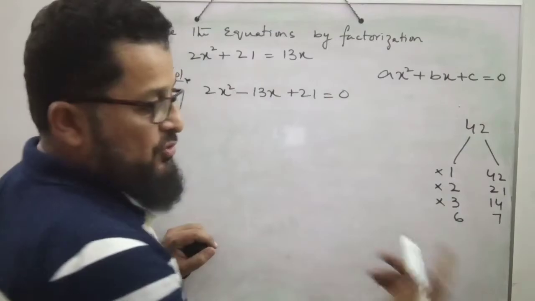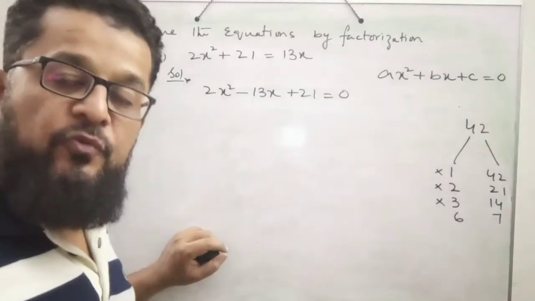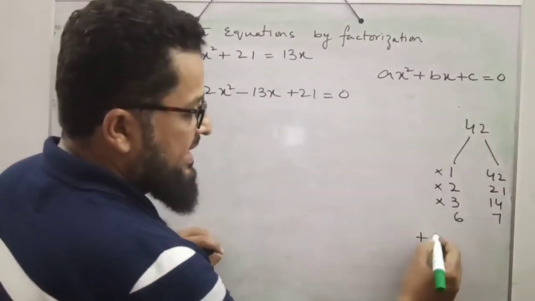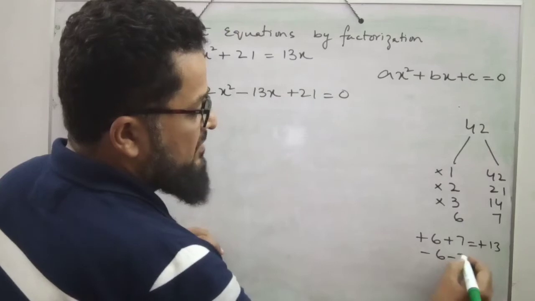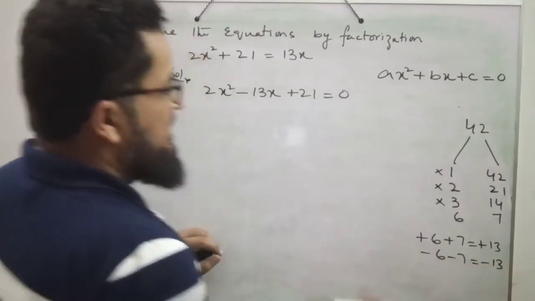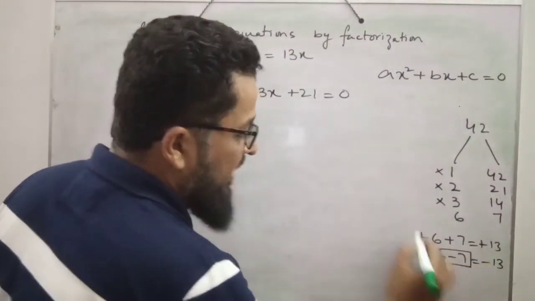For addition, there are two ways of addition. Like that we have two ways of subtraction. So plus 6 and plus 7, you have a plus of 13. And you have a minus 6 and minus 7, you have a minus of 13. So what you want is minus 13, so that's why you take these two factors.